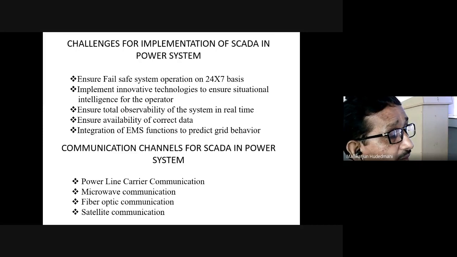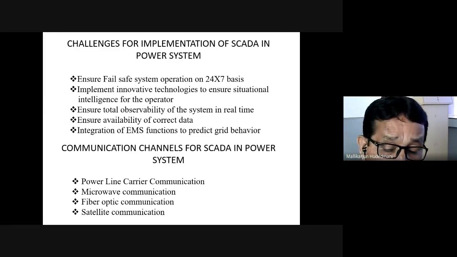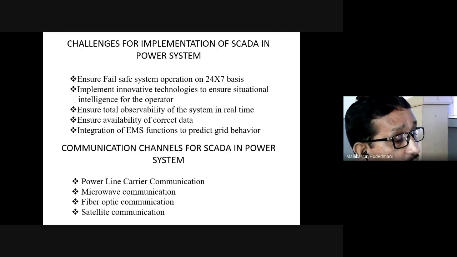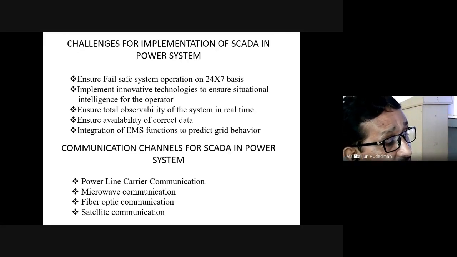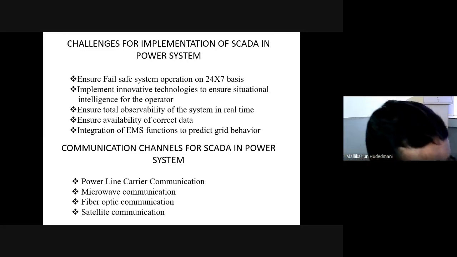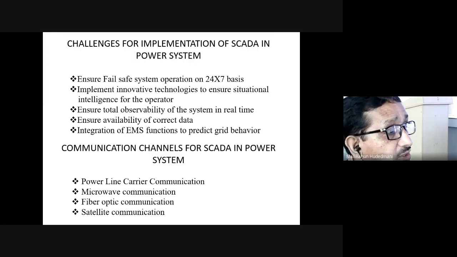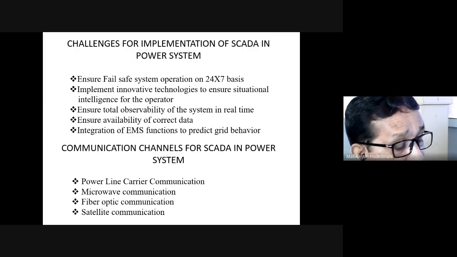The first one is that it ensures fail-safe system operation on a 24/7 basis. Yes, it is true. When I have an energy control center interfaced to all the end devices from the generating station perspective, load centers perspective, transmission grid perspective, as well as future planning and all such engineering aspects, the energy control center operation is under action.